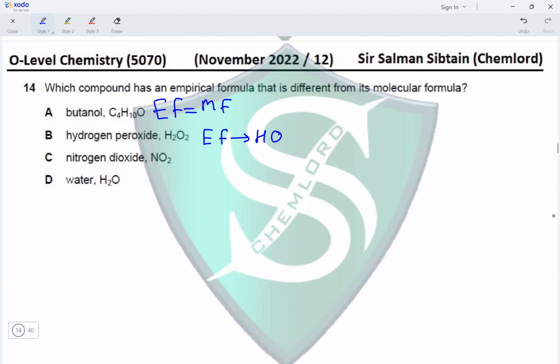In the case of nitrogen dioxide, there is only one atom of nitrogen and two atoms of oxygen. So its empirical formula would be equal to its molecular formula. In the case of water, again, we have a single atom of oxygen present, making its empirical formula equal to its molecular formula. So out of these four given options, the only option that has a simpler ratio is hydrogen peroxide, making option B the correct option for this question.